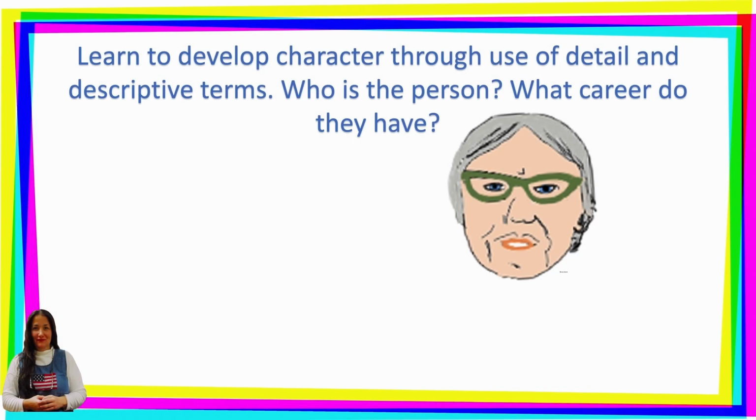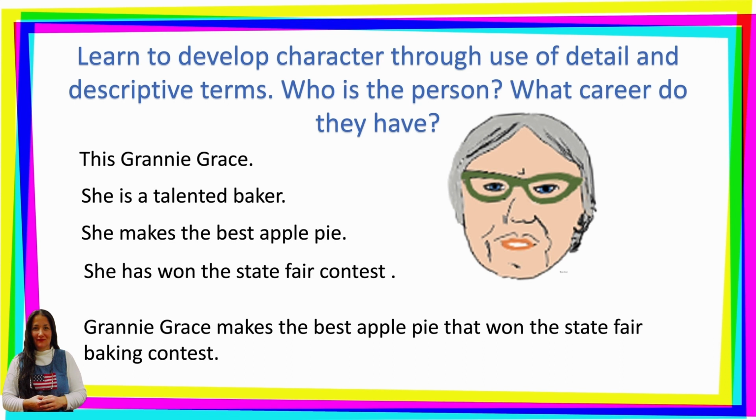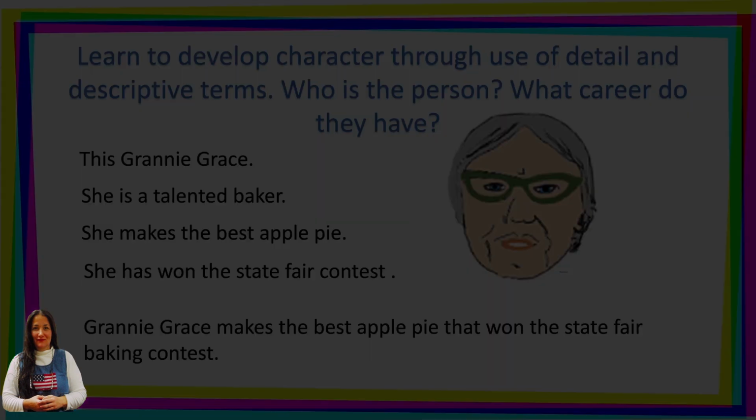Learn to develop character through use of detail and descriptive terms. Who is this person? What career do they have? This is Granny Grace. She is a talented baker. She makes the best apple pie. She won the state fair contest. Here's our sentence about Granny Grace. Granny Grace makes the best apple pie that won the state fair baking contest.